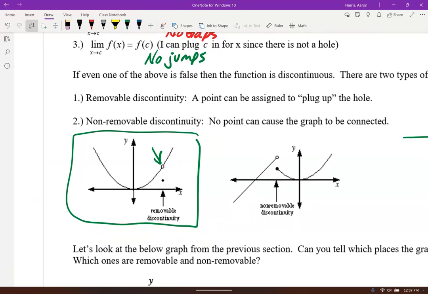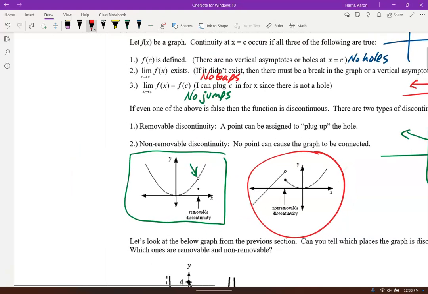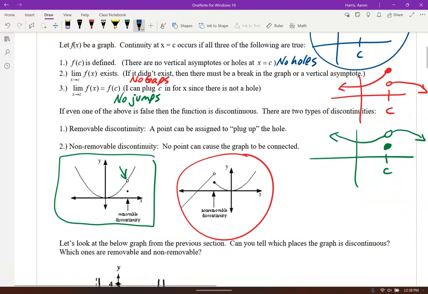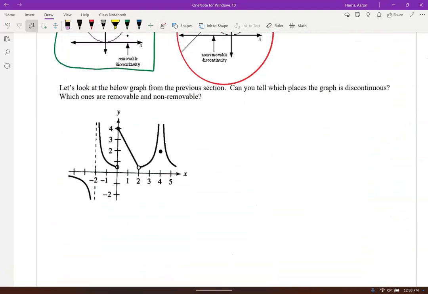A non-removable, there's no way I can make that continuous with just replacing a point. So that's a non-removable discontinuity. A gap is a good example of a non-removable discontinuity. This first one up here in blue that I did is also a removable. I could just fill that in and then it'd be fine. So that's a removable.